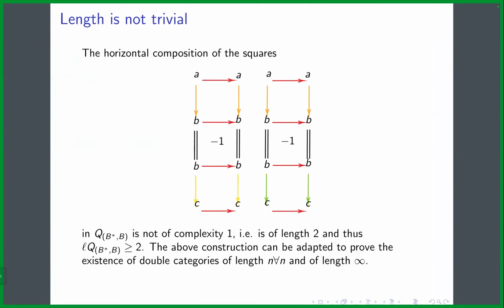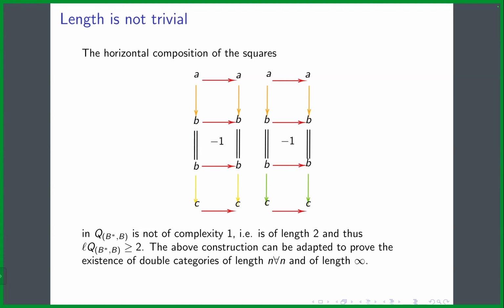We just have A, B, and C. And then we consider these squares here, where the top and bottom squares and the 2 composite squares are horizontal identities. Observe here that the left and right frame of both squares is the purple arrow, so this can be composed. But these 2 squares cannot be subdivided into squares of complexity 0 that match. So the horizontal composition of these 2 squares is of length 2, and thus the length of the free globularly generated double category of this decorated bicategory is greater than or equal to 2.